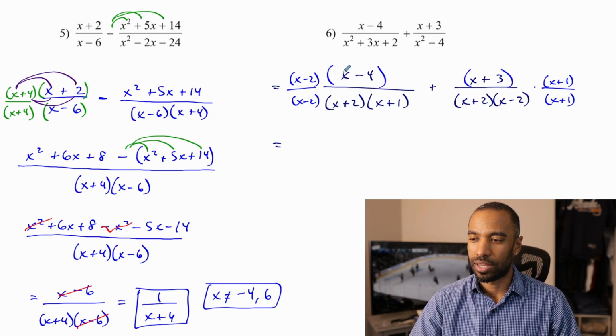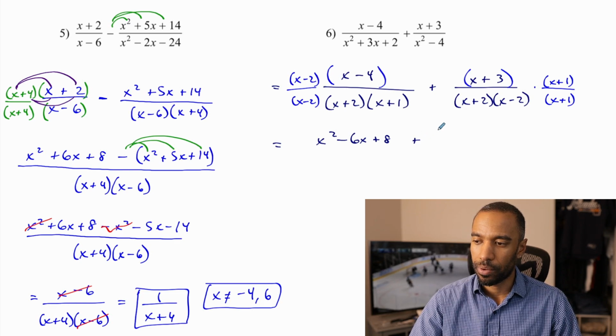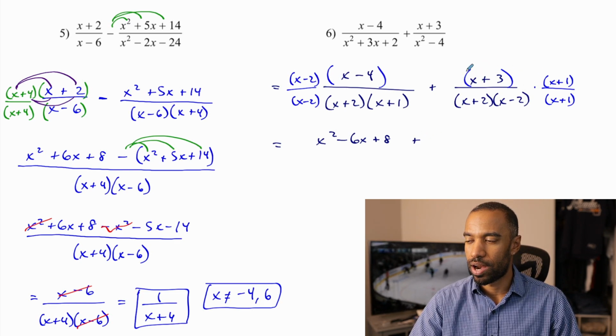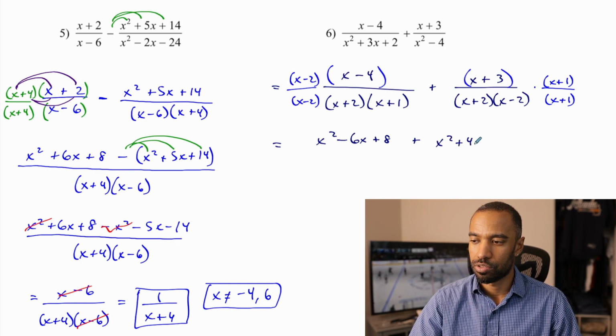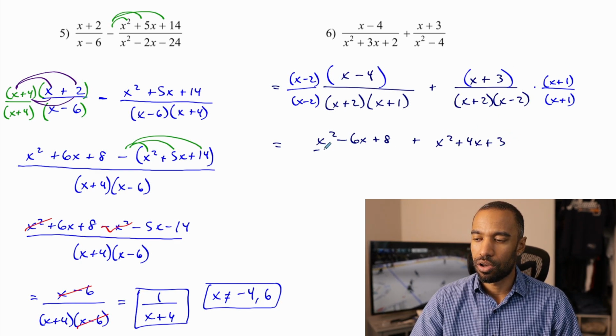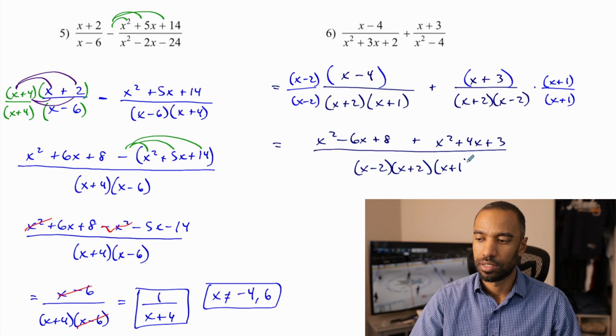So FOIL this out. I'll get x squared minus 4x minus 2x, that's minus 6x, plus 8. x squared minus 6x plus 8. And then we're going to add this whole set. x squared plus 1x plus 3x, that's plus 4x, plus 3. x squared plus 4x plus 3. And this is all divided by x minus 2 times x plus 2 times x plus 1.